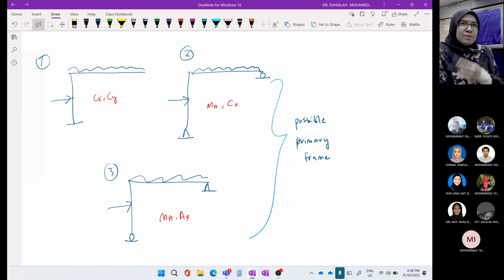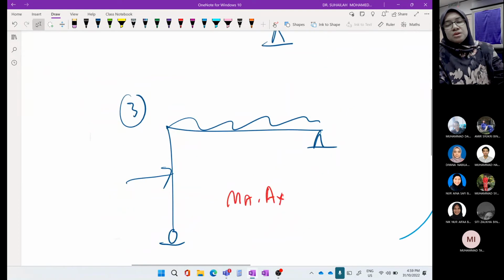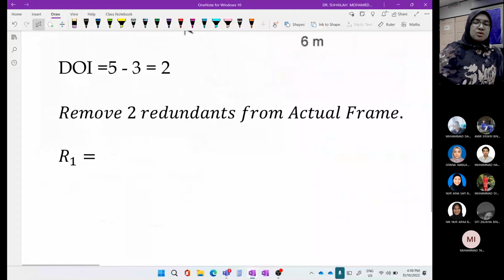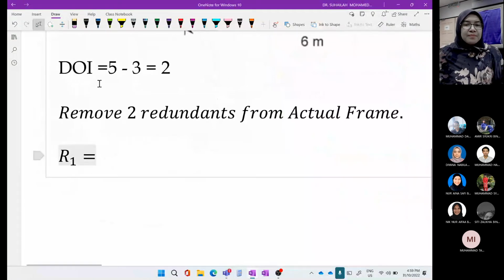Normally, the redundant will be given in the question, and actually we can choose to analyze this frame by choosing only one. You don't need to do all options. You just need to choose one. So let's say we choose possibility number 3. That means we will choose MA and AX as the redundants. So back to this, R1 is MA.